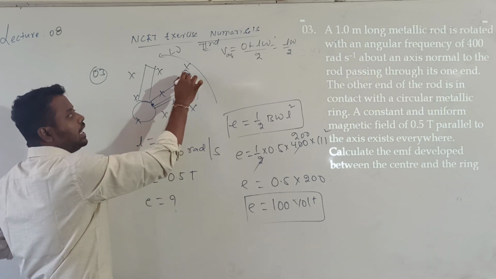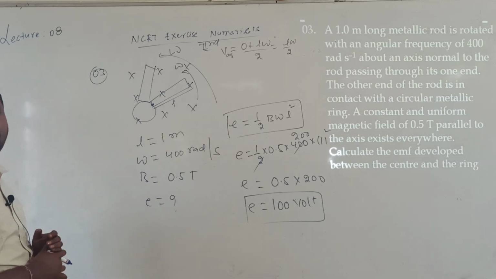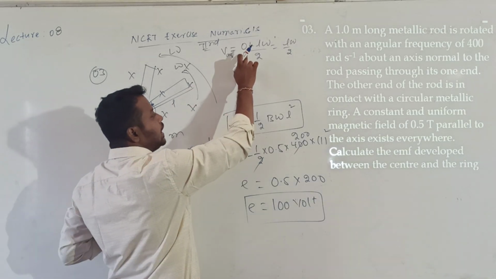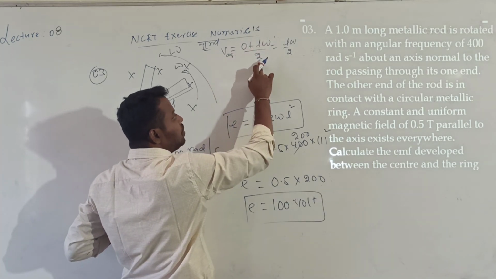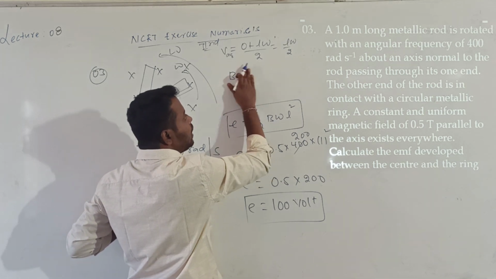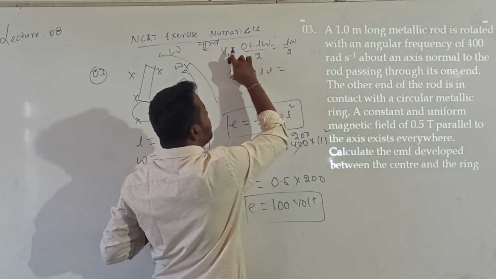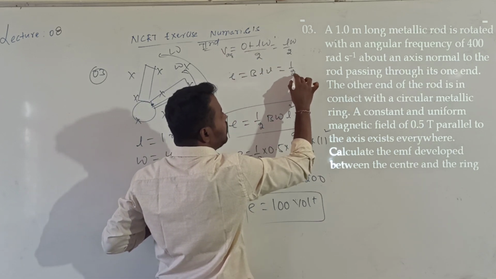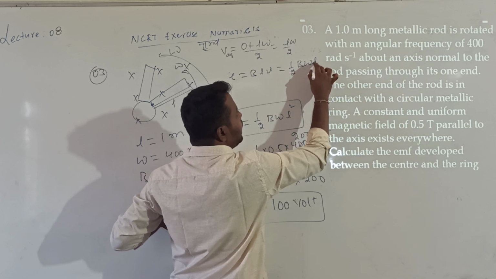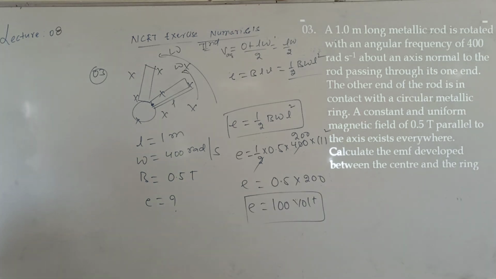Since the rod is rotating with an angular velocity omega, the relation between linear velocity and angular velocity is V equals R into omega. So the other end's linear velocity is L into omega, and the average is L into omega by 2. Now what is the induced EMF formula? E is equal to B into L into V. If I substitute the value of V, I will get 1 by 2 into B into omega into L square. Clear? So this is the second method.